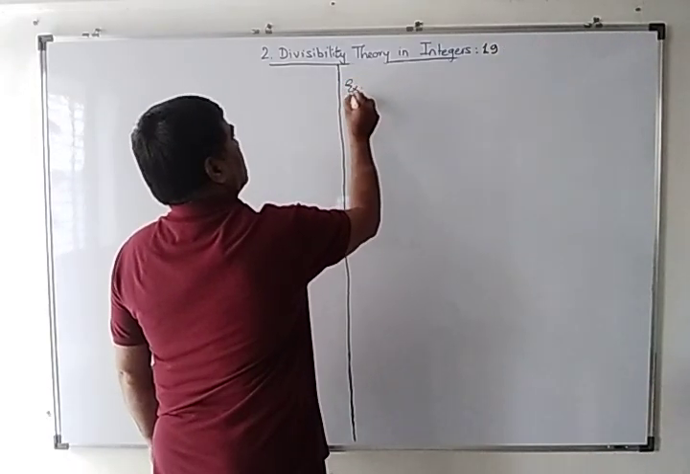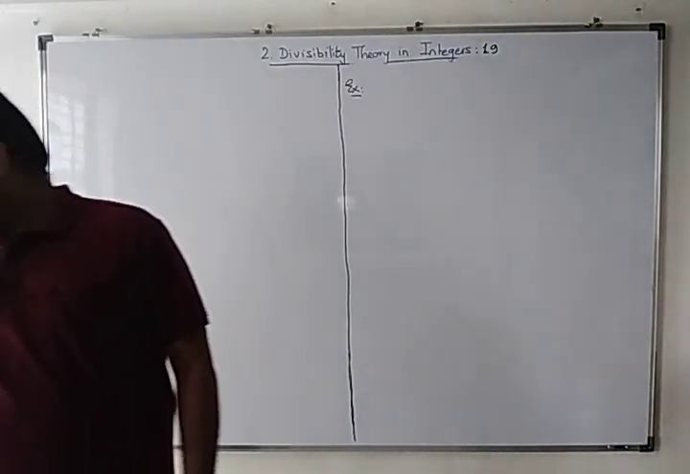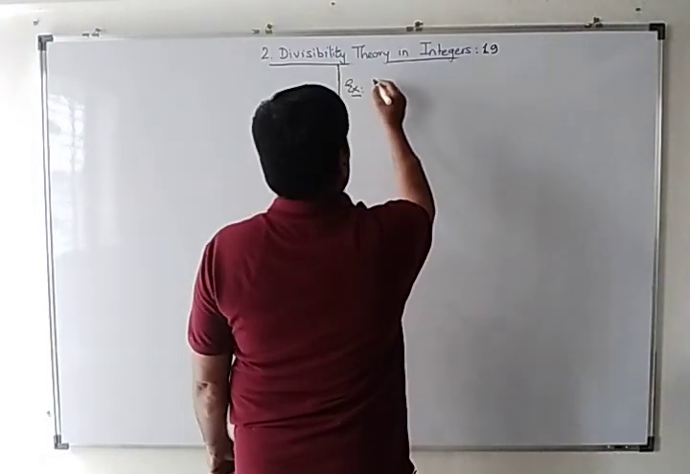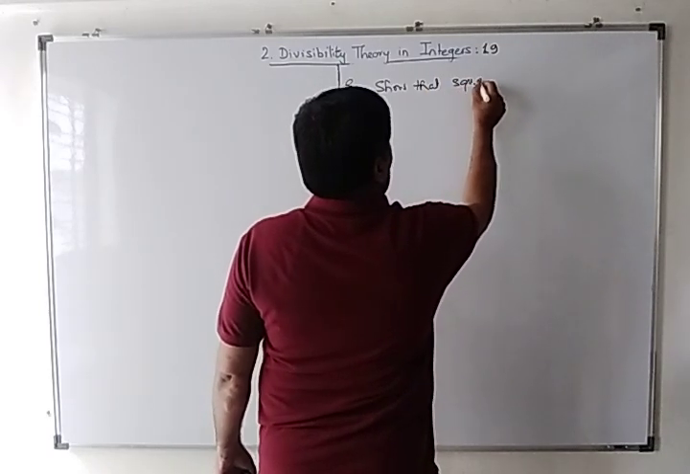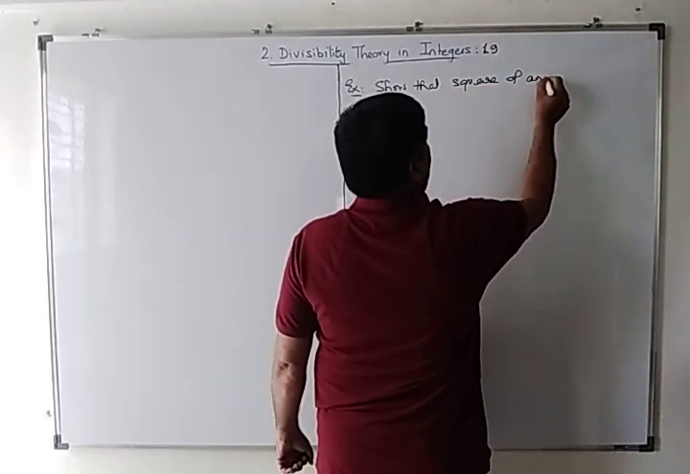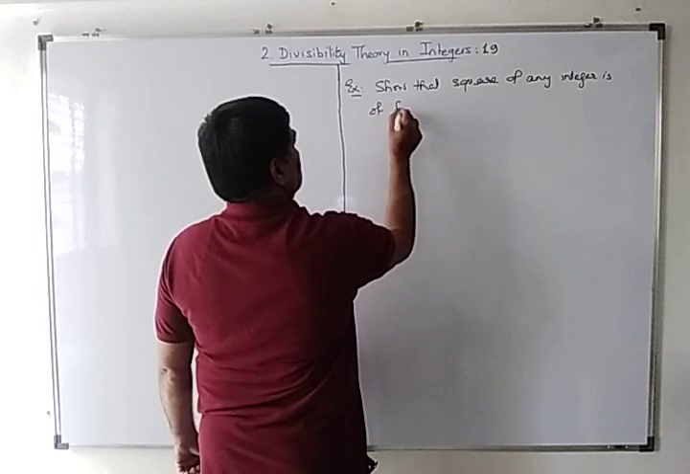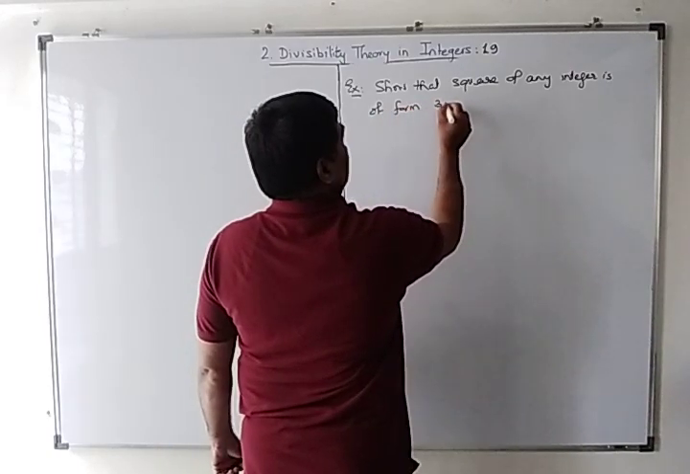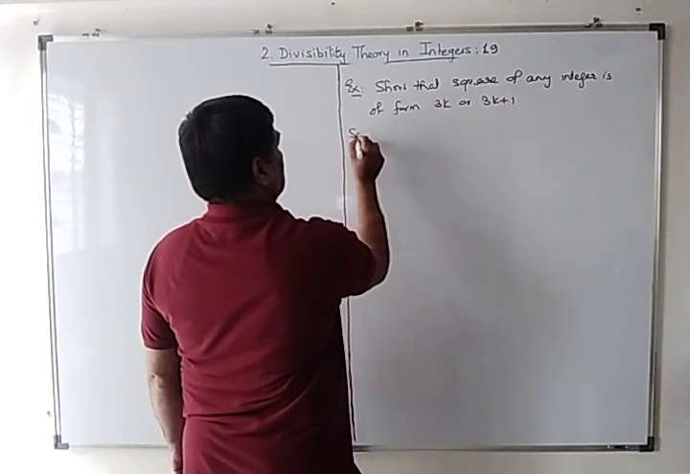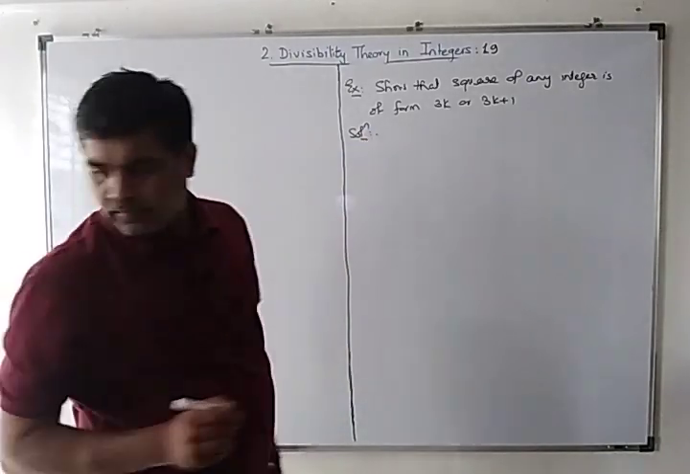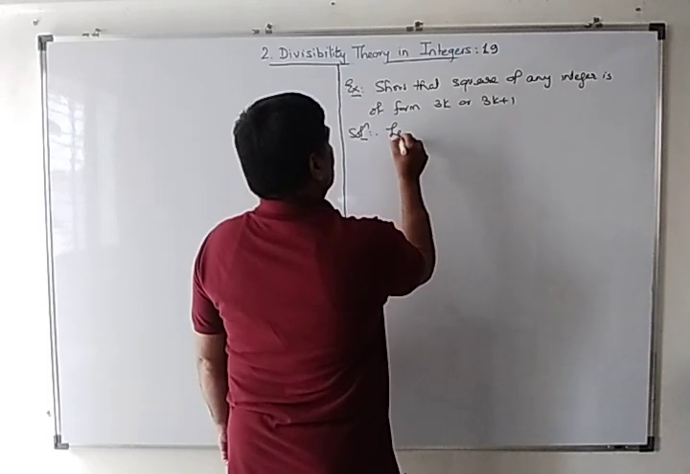So take the example: show that the square of any integer is of the form 3k or 3k plus 1. Let n belong to Z.